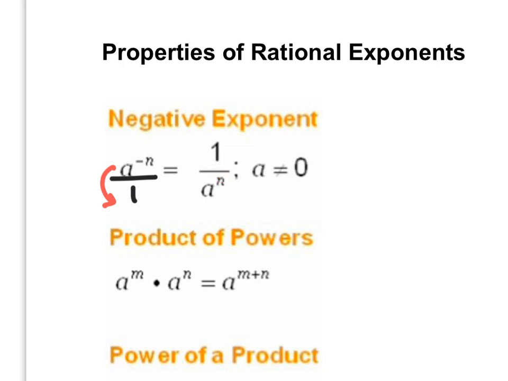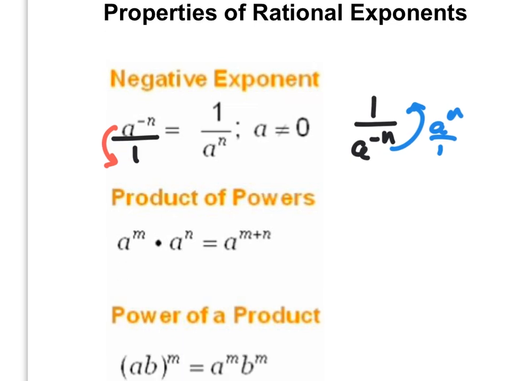Okay? Now, the other thing that you could do here is, let's say you have 1 over a to the negative n. If your negative number is in your denominator, then you simply move it up top, and then you just get a to the n over 1. So it works both ways. You can move it from the numerator to the denominator and vice versa.